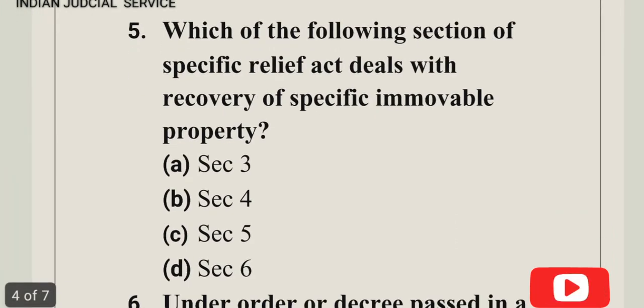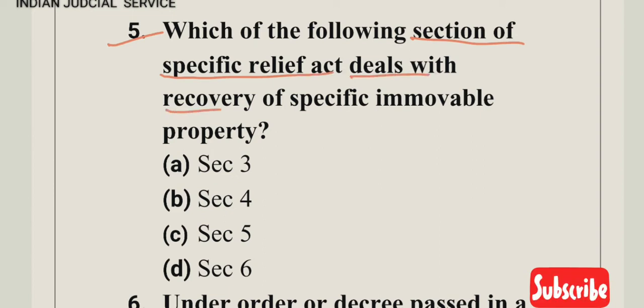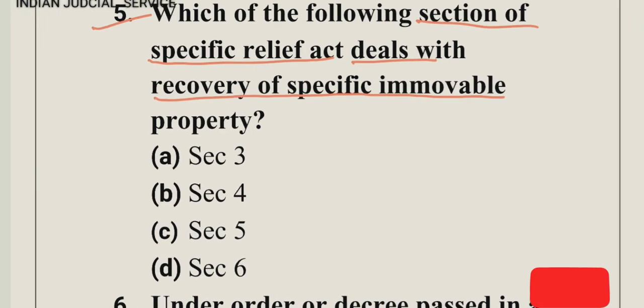Now question number 5, which of the following sections of the Specific Relief Act deals with recovery of specific immovable property? So clearly the answer here is section 5, related to the recovery of specific immovable property. The person who is entitled to the possession of specific immovable property may file the suit for recovery of specific immovable property. So the answer here is option C, this is provided in section 5.